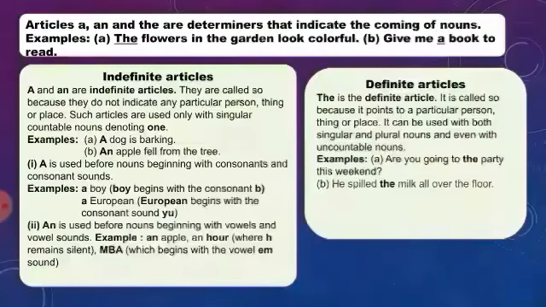Now students, we will learn indefinite article and definite article, that is a part of article. Indefinite articles are a and an. They are called so because they do not indicate any particular person, thing or place.